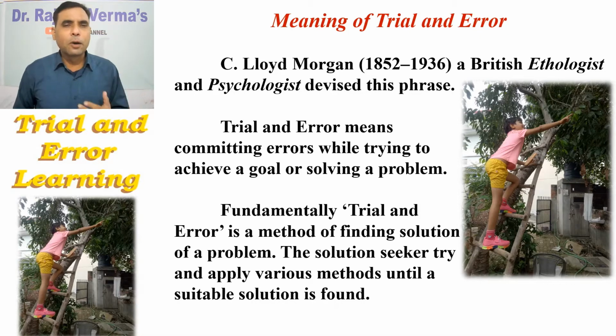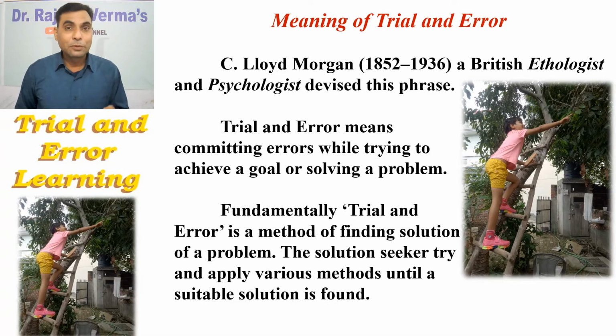C. Lloyd Morgan, 1852 to 1936, a British ethologist and psychologist, devised this phrase, that is trial and error learning. You know who devised it? Morgan. Now, trial and error means committing errors while trying to achieve a goal or solve a problem.